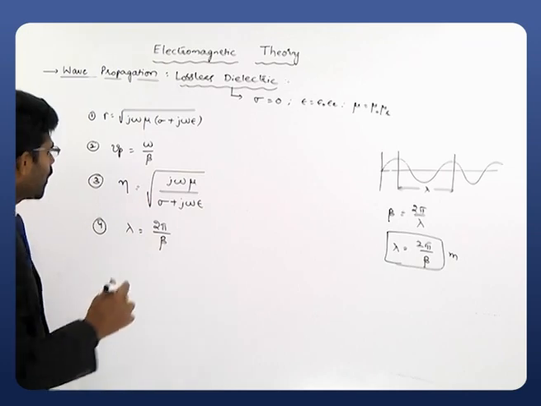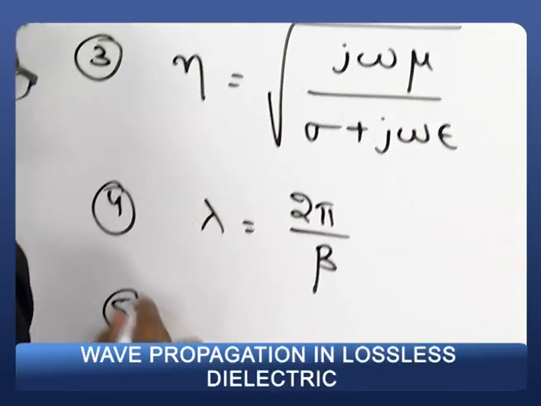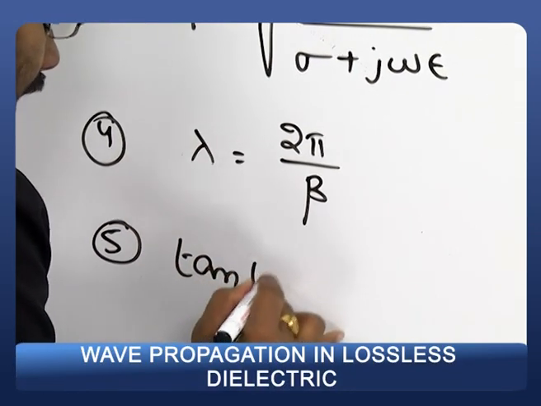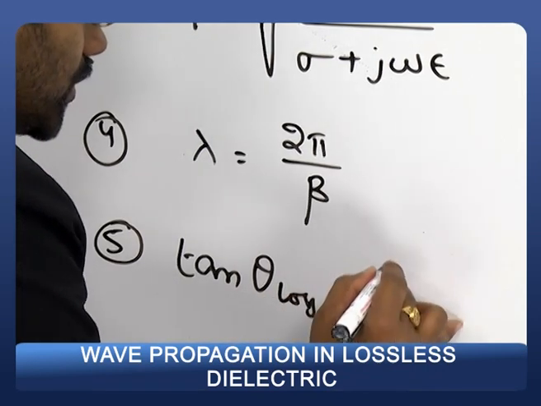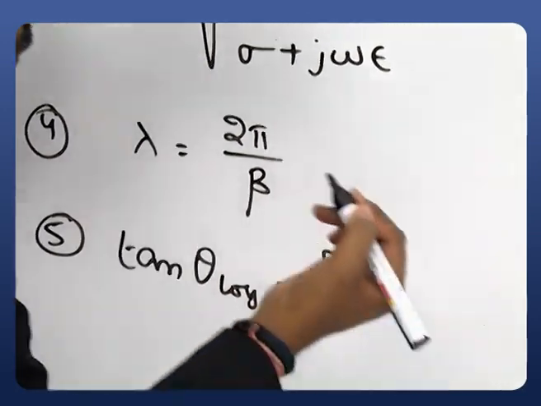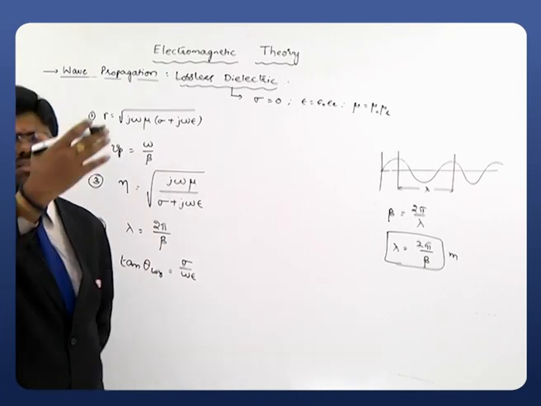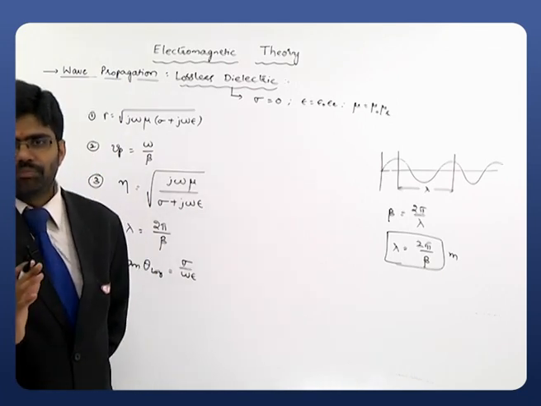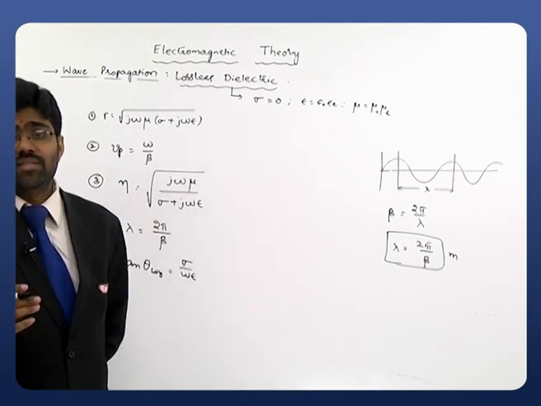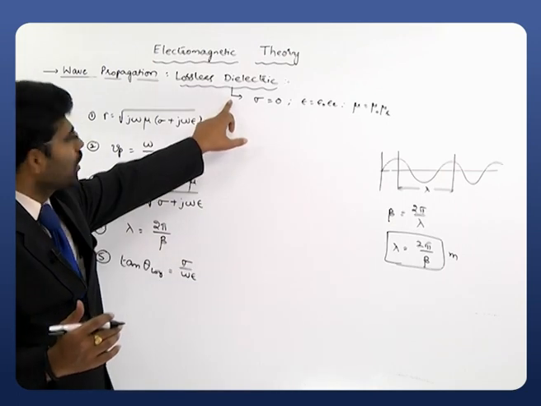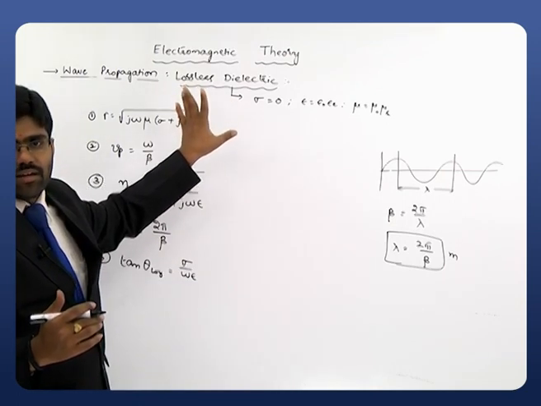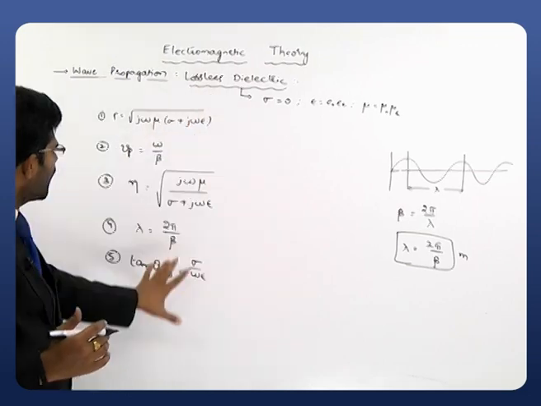And the last parameter we are supposed to consider is loss tangent, tan theta loss, which is equal to sigma by omega epsilon. These are the general characteristics of our wave. Now we have to modify these general characteristics according to the conditions we have for lossless dielectric. So I will modify them one by one.